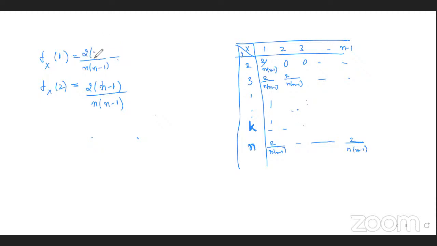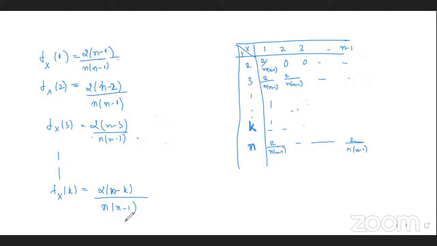So it is 2 times n minus 1. That will be 2 times n minus 2. Similarly, it is 2 times n minus 3 into n minus 1. So it will go on like this. Correct? So for any general x equals k, it will become 2 times n minus k upon n minus 1. Is this correct? Yes, ma'am.